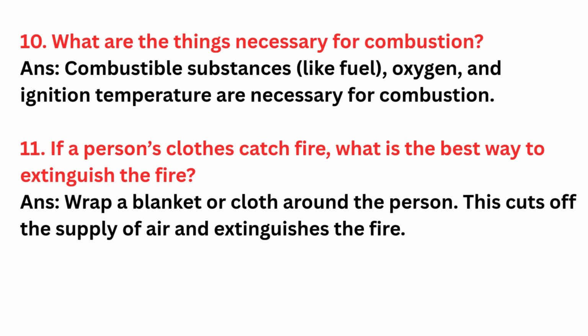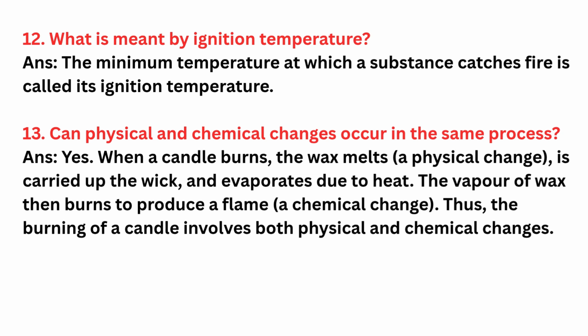Question number 11, if a person's clothes catch fire, what is the best way to extinguish the fire? Answer: wrap a blanket or cloth around the person. This cuts off the supply of air and extinguishes the fire. Question number 12, what is meant by ignition temperature? Answer: the minimum temperature at which a substance catches fire is called its ignition temperature.